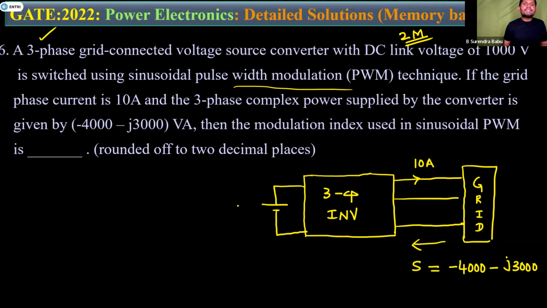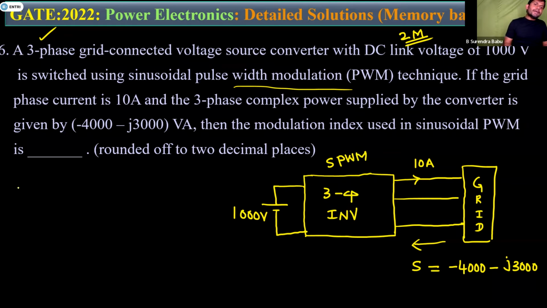This Vs, how much is it given? Yes, 1000 volts is given. Vs equals 1000 volts. Now here it is asking, what is the modulation index using the sinusoidal PWM technique?